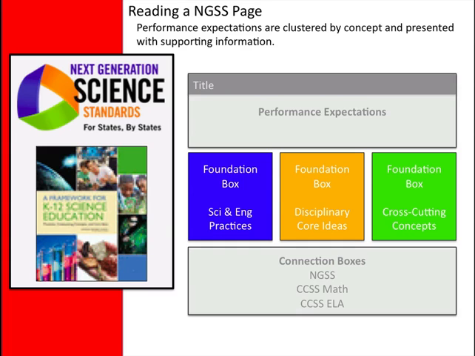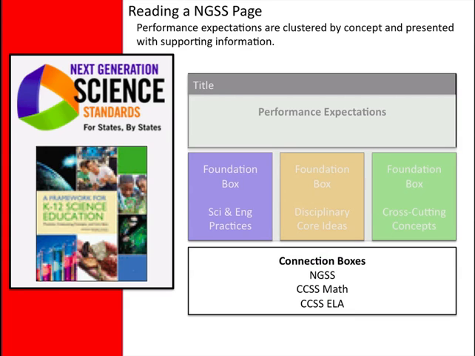In the middle, you have three colored boxes. So you have a blue box for the science and engineering practices, an orange box for disciplinary core ideas, and a green box for cross-cutting concepts. What's important about these foundation boxes is that they provide statements directly from the framework to give additional clarity to the performance expectations.